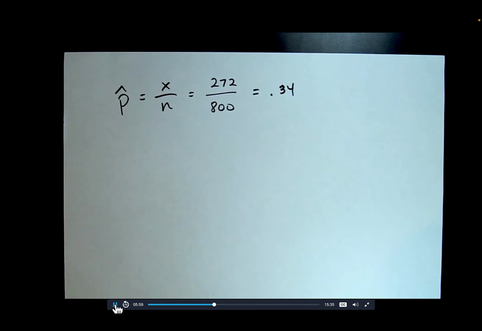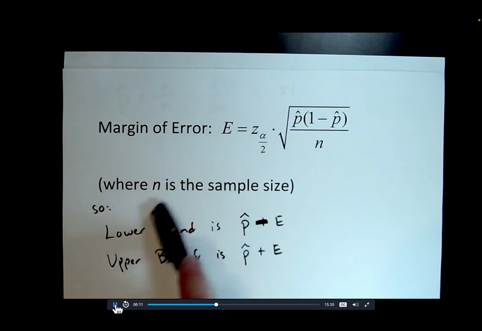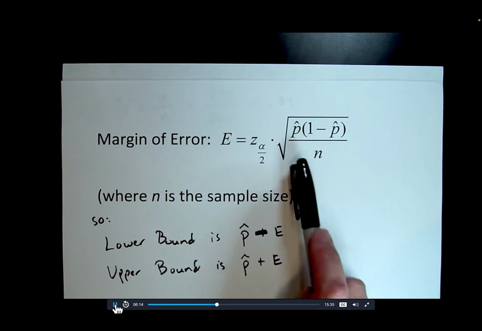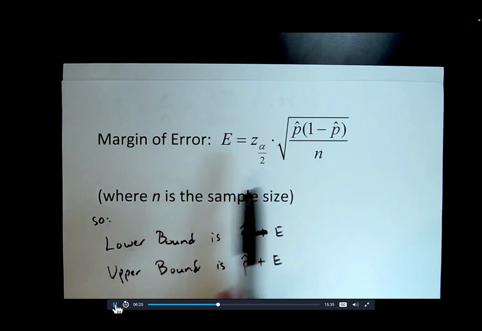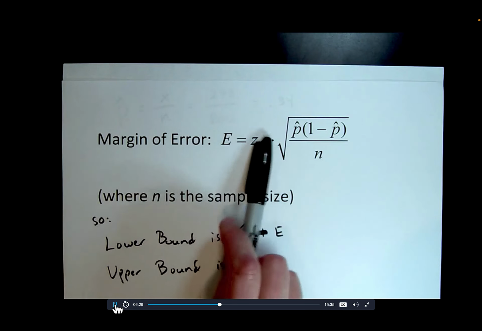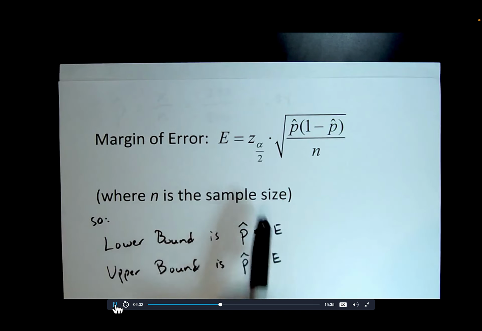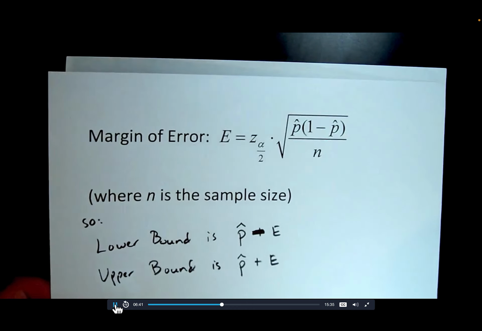Now, in our formulas, let me grab that margin of error formula again. In our formula, we're going to need to know n, the sample size, which will be 800 in this case. We need to know p hat, our point estimate, which we just figured out. I also need alpha, and notice the formula actually uses alpha over 2, so I'm going to calculate alpha, divide it in half, and then find the z sub alpha over 2. So I'm going to do some calculation using formulas, and then go to the standard normal distribution table to come up with that z. Okay, so that's where we're headed.